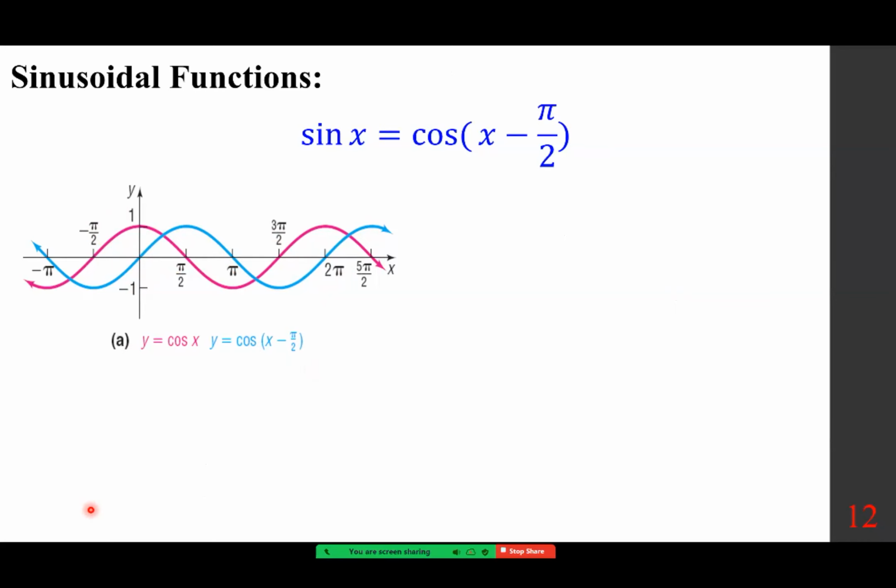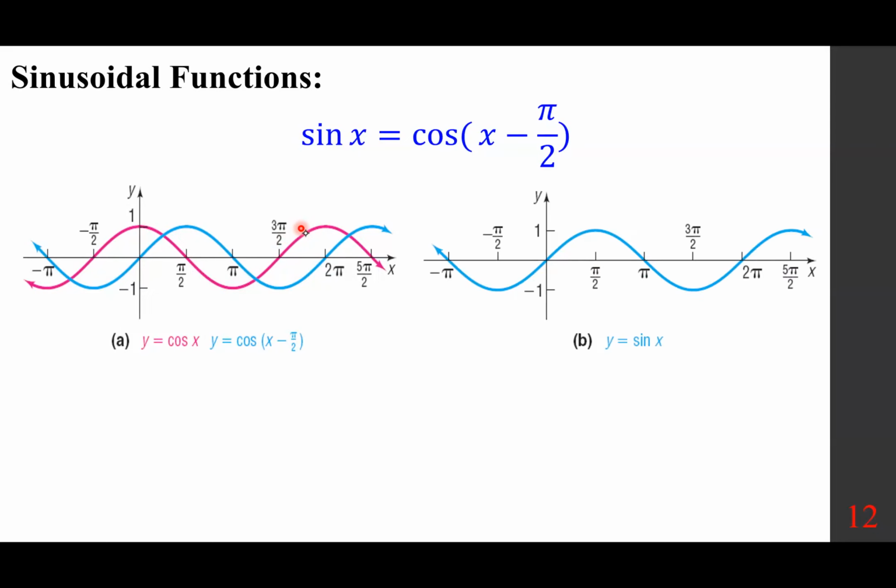So let me write that. Okay, the blue one is sine x, as you can see. And the red one is cosine x, as you can see. Now, if you move one of them by pi over 2, you see the other one. That's the bottom. We can also see this is y equals sine x, and this is y equals cosine of x minus pi over 2. So just move the red one. Move the red one by pi over 2 to the right.